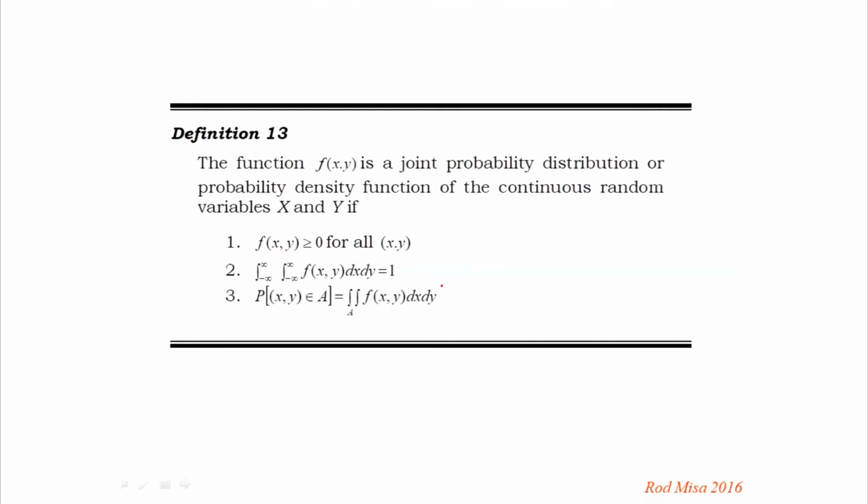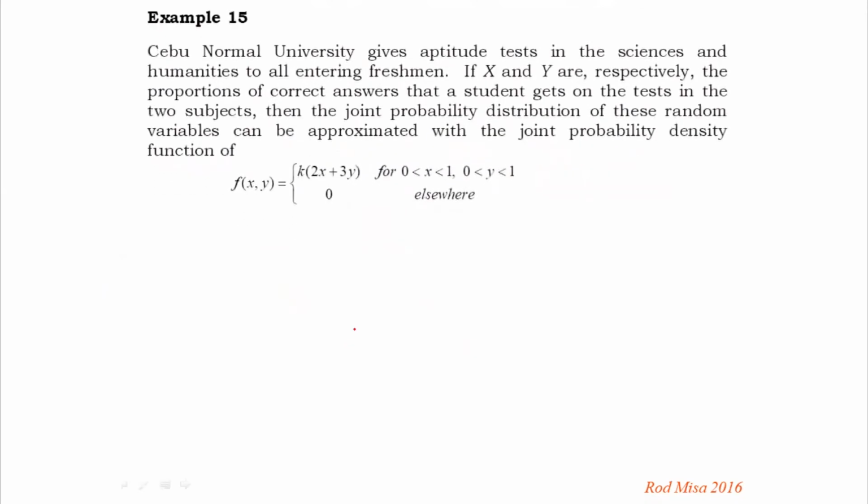Number 2, the sum over all uncountably infinite pairs of the random variables x and y must be equal to 1. Number 3, the probability value of the uncountably infinite pairs of the random variables x and y, which is an element of the set A, is the double integral of the joint probability density function of x and y over all the set A. And this can be illustrated in this example here.